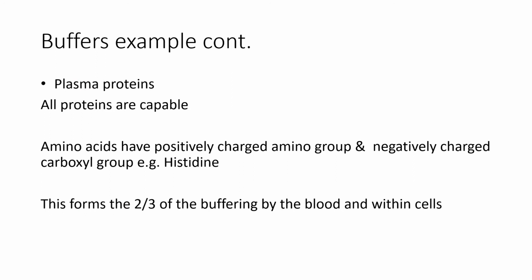Other examples are plasma proteins. As a matter of fact, all proteins are capable of serving as a buffer. But amino acids have positively charged amino group and negatively charged carboxyl group. Example is found in histidine. That's an amino acid example. These forms, that means the plasma proteins and the amino acids all combined, will form about 2/3 of the buffering capability by the blood and within the cells.